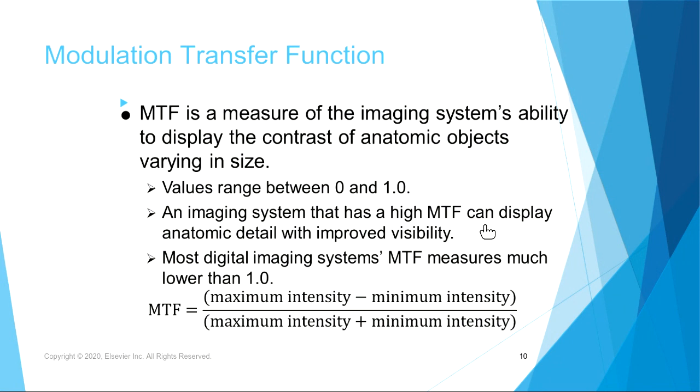Okay, so if it had a modulation transfer function of 1, there would be 100% difference, and you would absolutely be able to see the difference between the maximum and minimum brightness levels. All right, but no system is going to measure 1, meaning you're always going to have some amount of inability to differentiate the smaller objects from the surrounding tissue. Again, we don't have to worry about this formula now. I was going to take it out, but this is actually how you calculate the modulation transfer function.